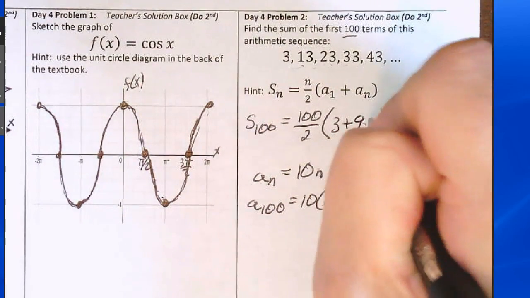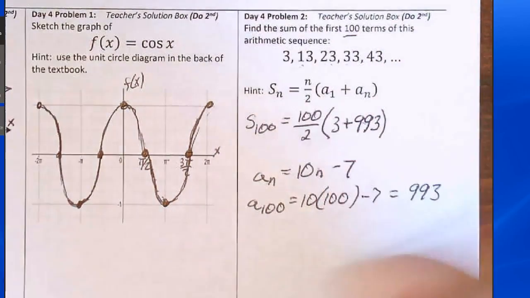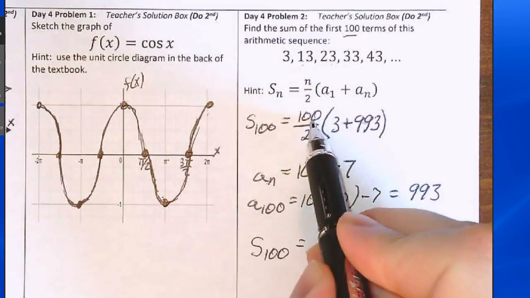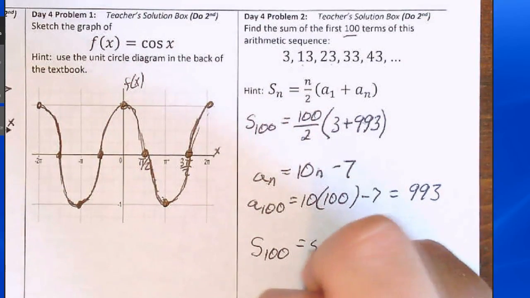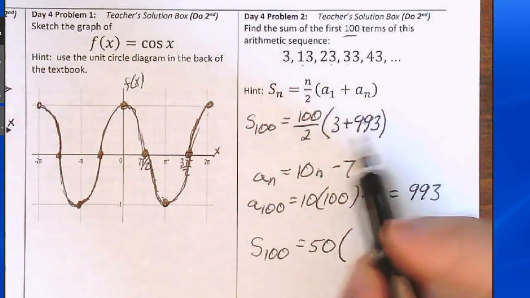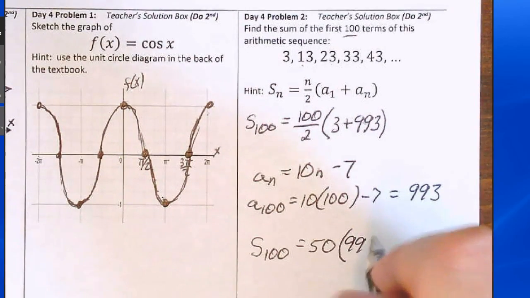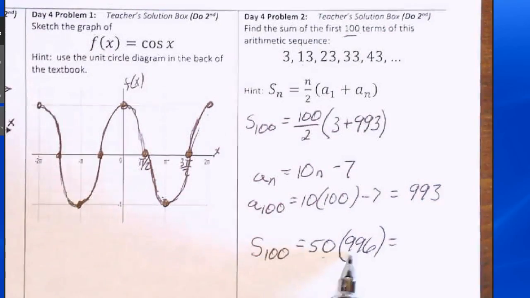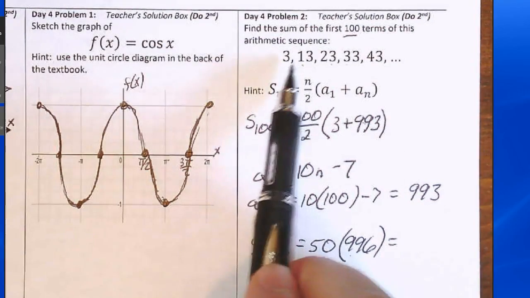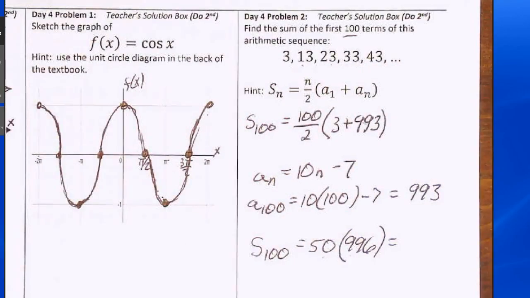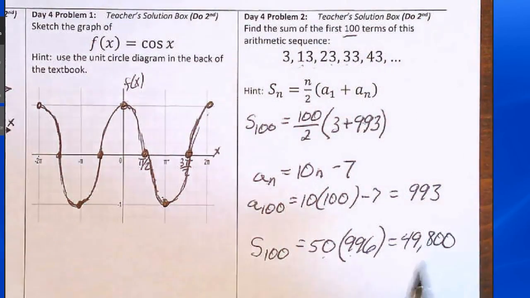So for our sum, 100 divided by 2 is 50. And 3 plus 993 is 996. If we multiply these together, we will have the sum of the first 100 terms in that pattern of numbers. The answer is 49,800.